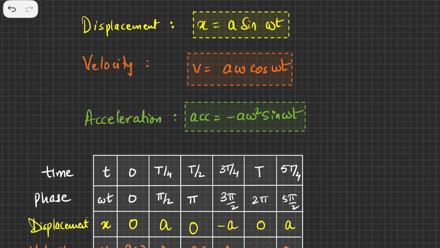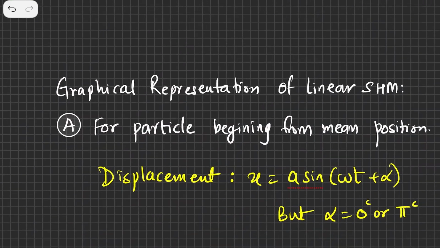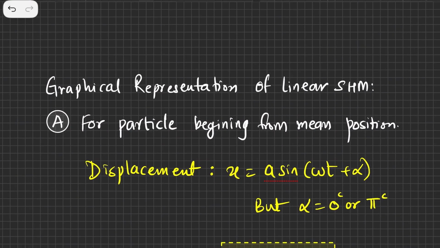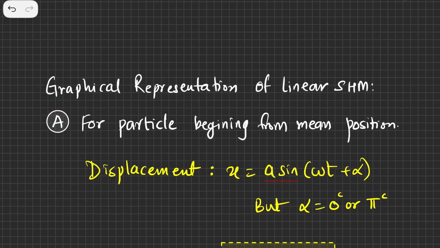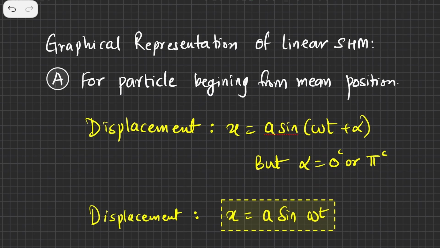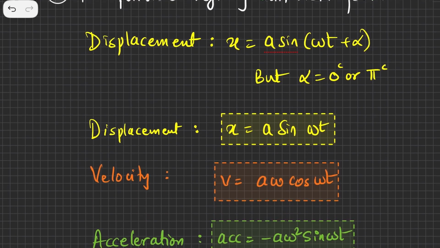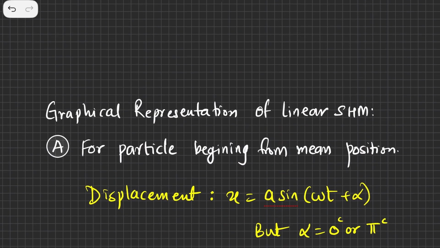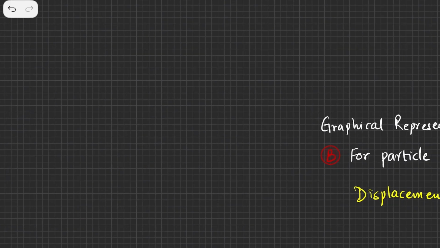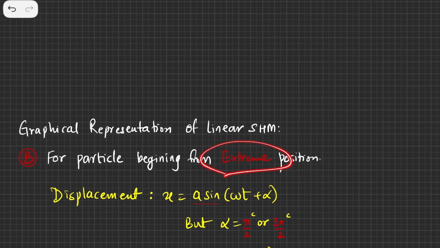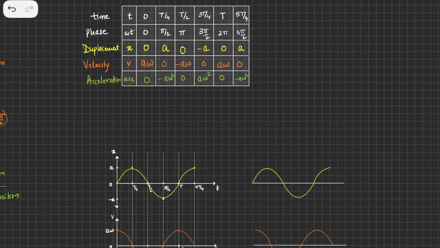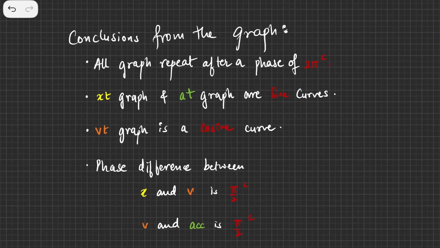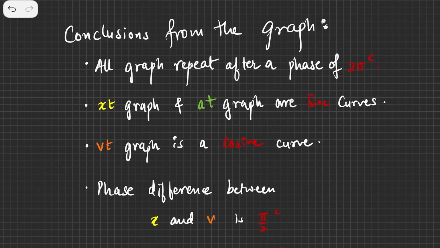Today we are here to again continue with our topic for graphical representation of linear simple harmonic motion for a particle beginning from mean position. This topic has been continued since past two videos, and this is the third and the last video for this particular topic. From next video onwards we will be discussing the B part, that is the particle beginning from extreme position. So this is that extreme position thing, but we are not going to discuss regarding extreme position today in this video. So let's see, the conclusion for the graph is what?